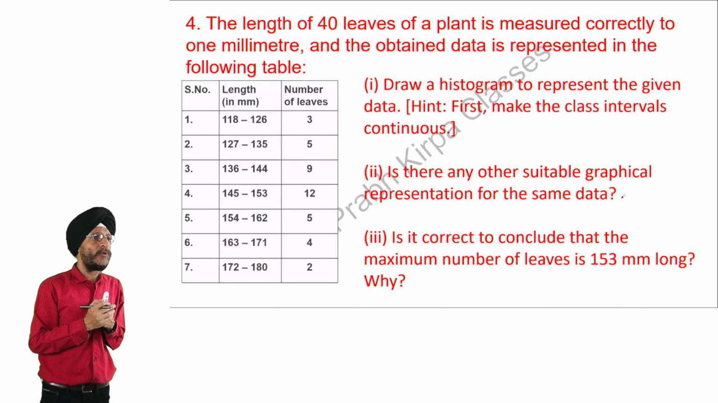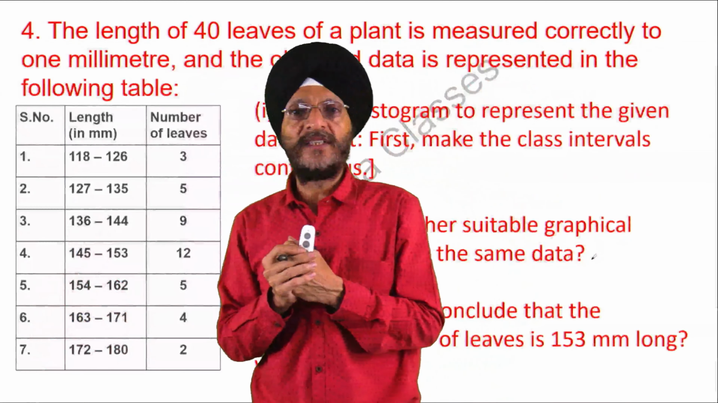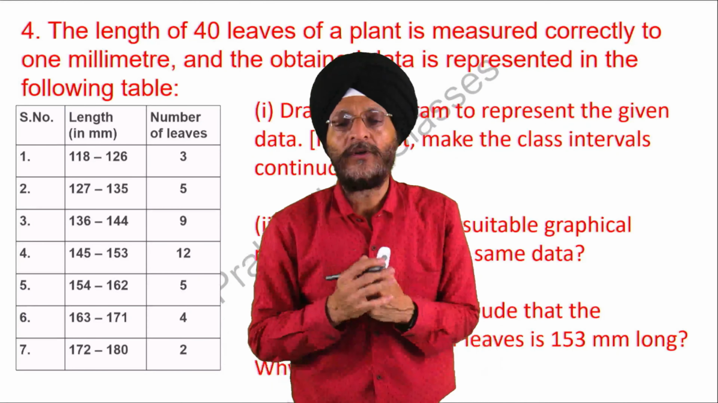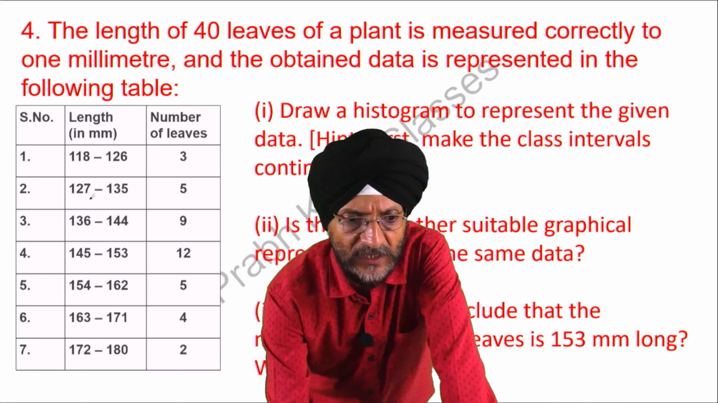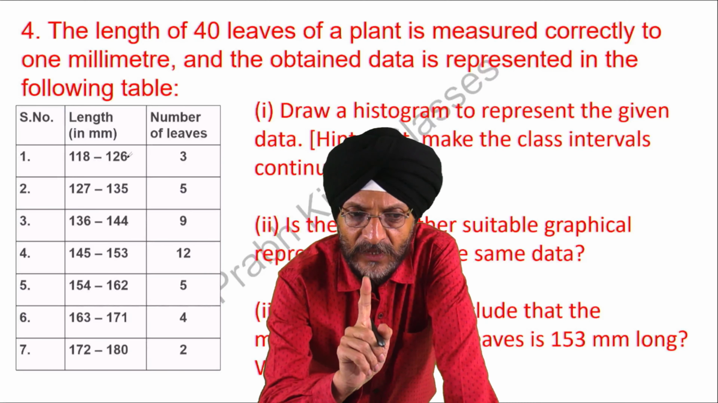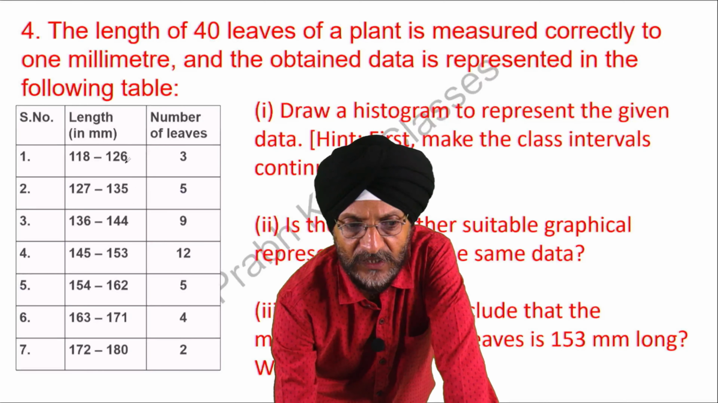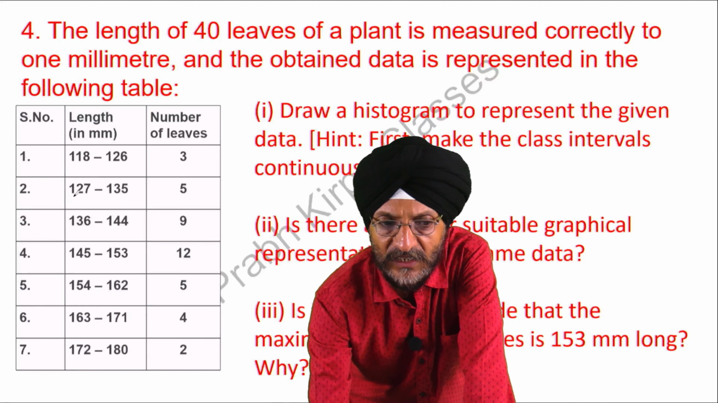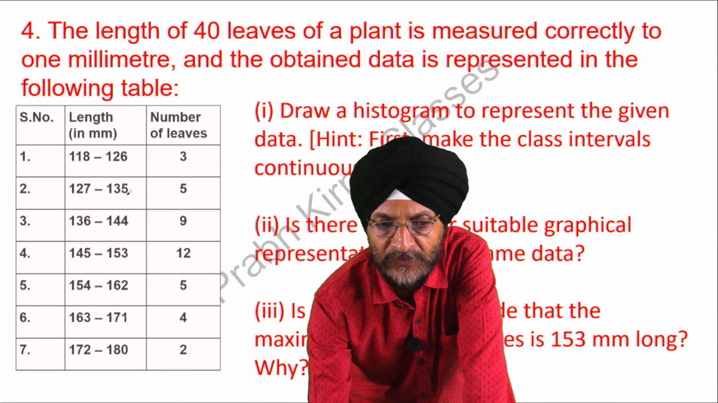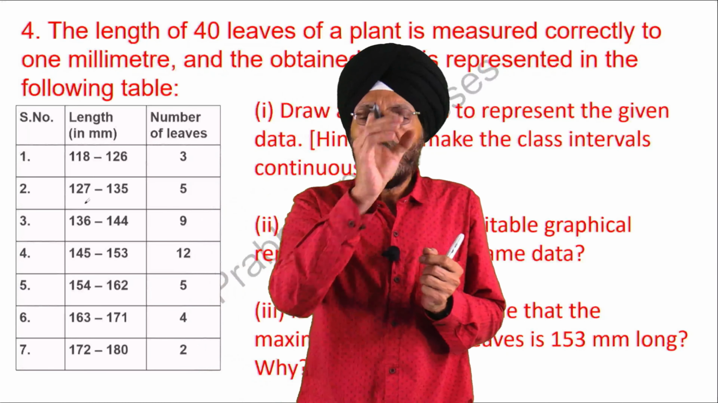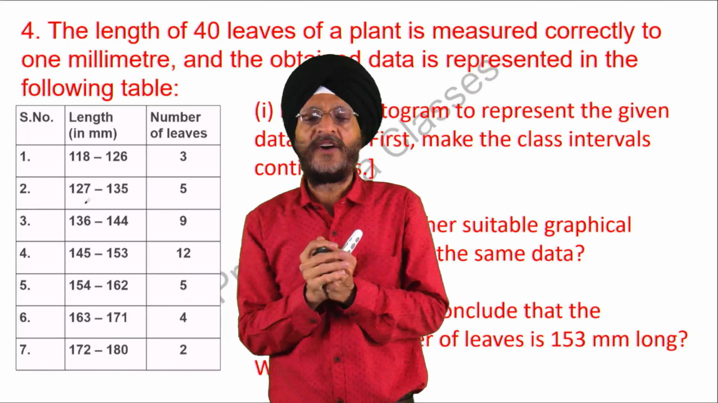Now what is a frequency polygon? There may be a question in the exam about the difference between a histogram and a frequency polygon. You will observe from the data that this was discontinuous data, with a difference of 1 in each class interval. This class interval ends at 126 and the next class interval starts at 127. In the same way, there is a gap of 1 in the next class interval, that is 135 and 136, and so on. While forming the histogram, we had formed the class intervals continuous.